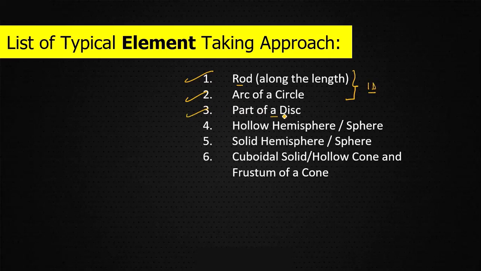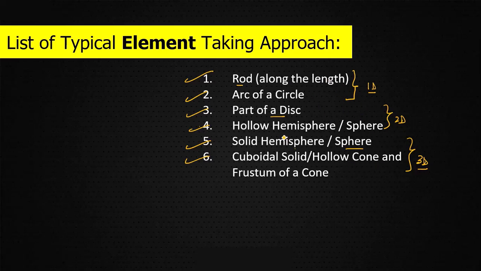Then there is a part of a disc, and hollow hemisphere. 3 and 4 are basically 2D elements. And solid hemisphere or sphere, cubical solid, or hollow cone, solid cone: these are the kinds of elements that have to be taken care of where we deal with 3D elements. So mostly we will encounter this type of elements.